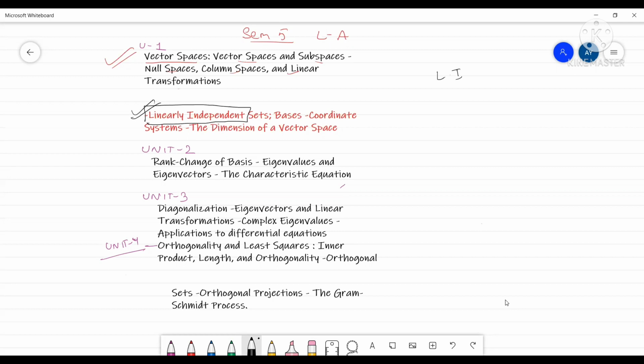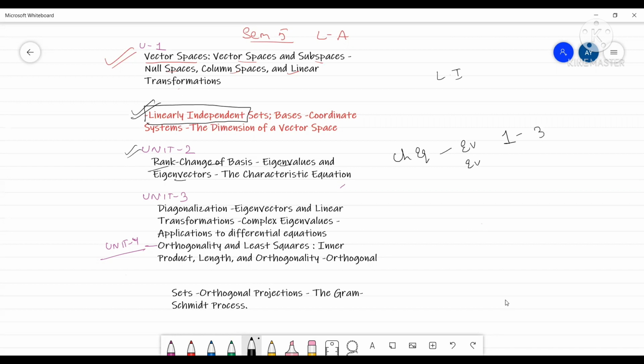And coming to the second unit, that is rank, change of basis, eigenvalues, eigenvectors, and characteristic equation. By using the characteristic equation, you will be asked to solve eigenvalues and eigenvectors. One question is a must in your short. One question will definitely come for short, that is for 3 marks.